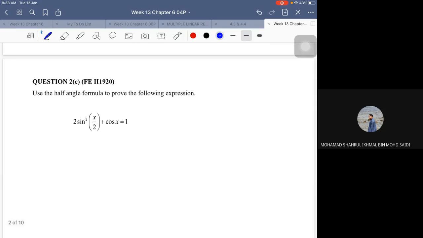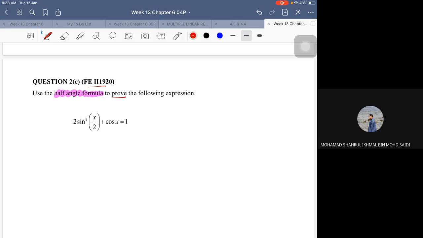If you have done this exercise, this is going to be a chance for you to check whether your calculation and answer are correct. This question says, use the half angle formula. This is a final exam question, so I've written over here, final exam semester 2 1920. This question mentions specifically that we must use the half angle formula to prove the following expression. So the keywords are, one, using half angle, and the other is proving.